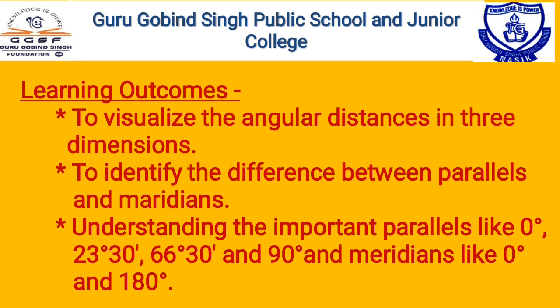Learning outcomes. Learning outcome means what you will be able to do at the end of this period or at the end of this lesson. So dear students, you will be able to visualize the angular distances in 3 dimensions. You will also identify the difference between parallels and meridians. You will also be able to understand the important parallels like 0 degree, 23 degree 30 minute, 66 degree 30 minute and 90 degree, and meridians like 0 degree and 180 degree.